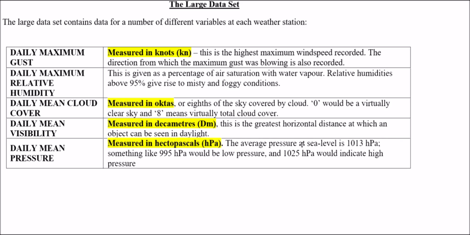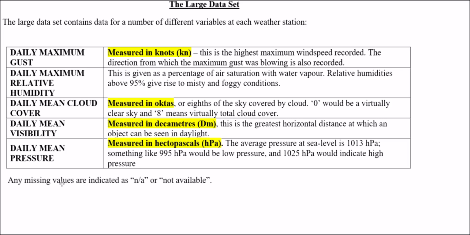The average pressure at sea level is 1013 hectopascals. Something like 995 hectopascals would, on the other hand, be considered low pressure, and 1025 hectopascals would indicate high pressure. So don't be thinking 1000 is average, just be thinking that probably average-ish is about 1008, 1010, somewhere in that region.